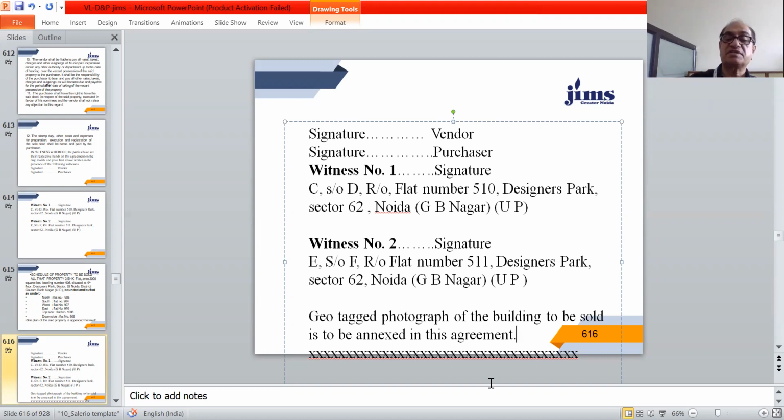So dear students, this is how we have learned the drafting of an agreement to sell, which is distinguishable from a sale deed. This is a prior agreement and the sale deed is the later agreement.